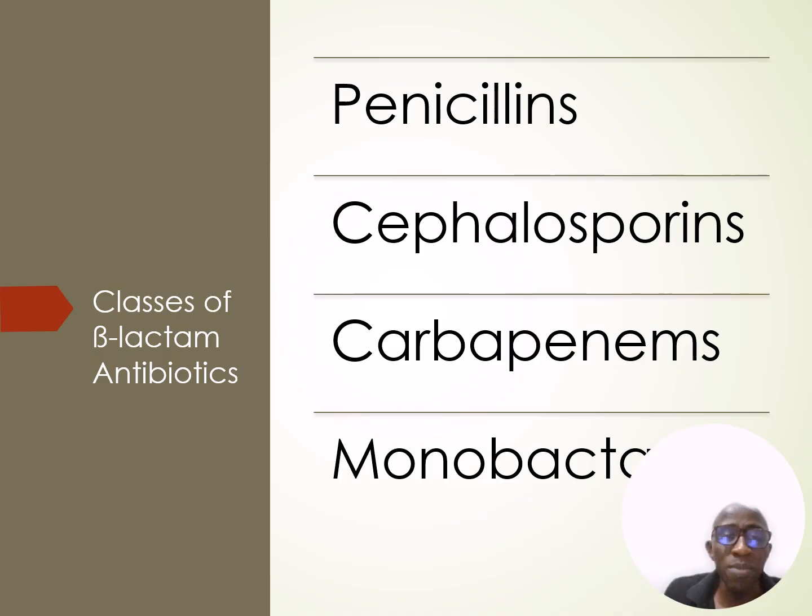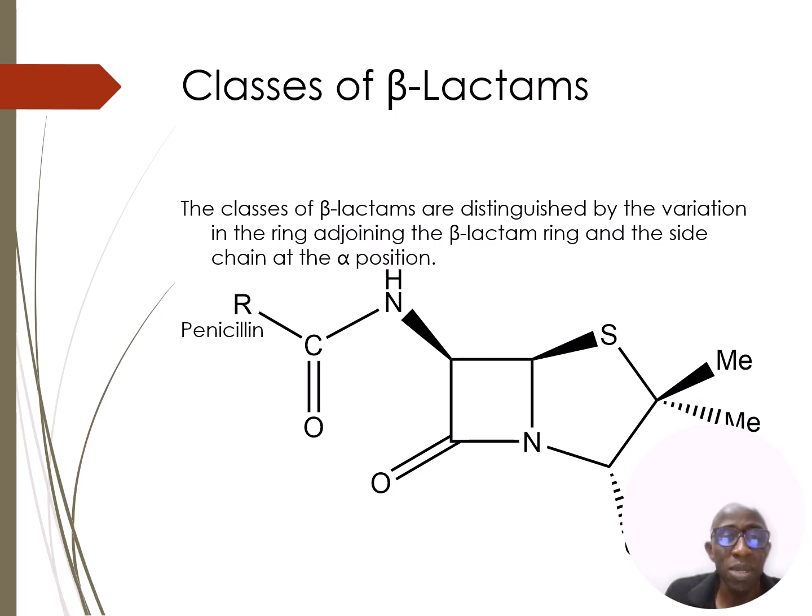So we talked about the different classes. We already mentioned them. The only ones we've not talked about are the monobactams. The classes are the penicillins, cephalosporins, carbapenems, and monobactams. So here we have the penicillins, and I've used this structure already to explain something earlier on. This is a typical penicillin.